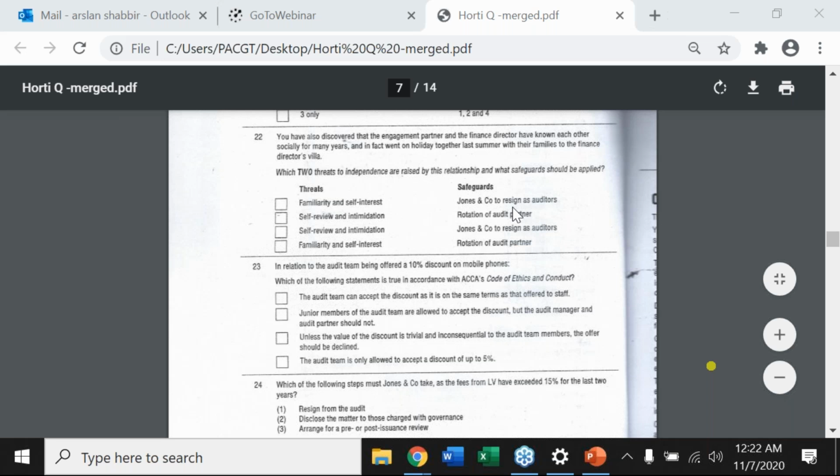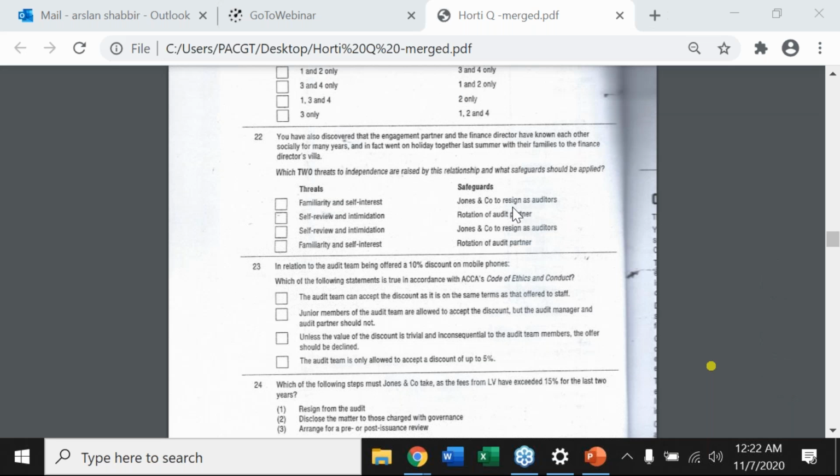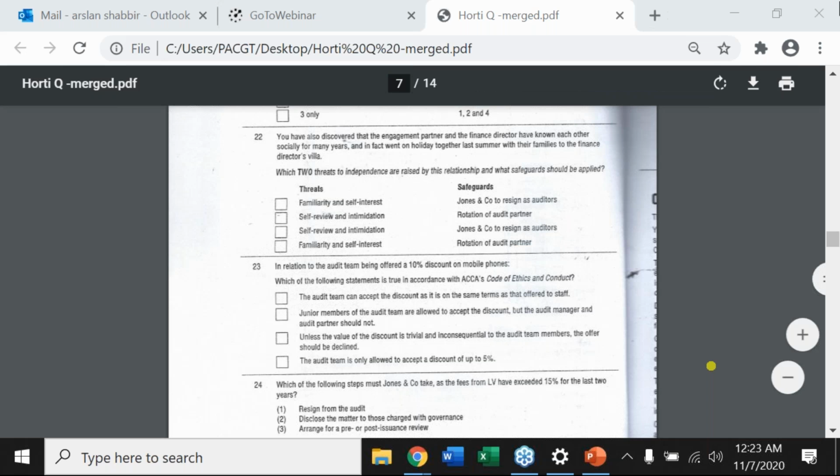So what would be the option? You can rotate the partner. You don't need to resign. There are many partners available in the organization. Both are senior persons, the audit partner and the finance director. So you just need to change the audit engagement partner, then the safeguard will be applied on this threat.